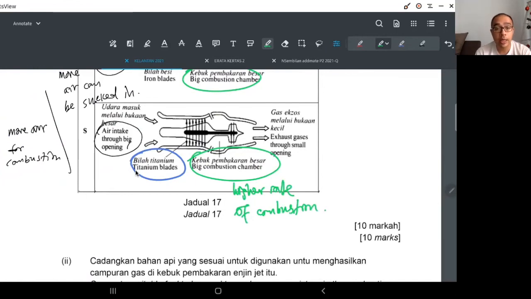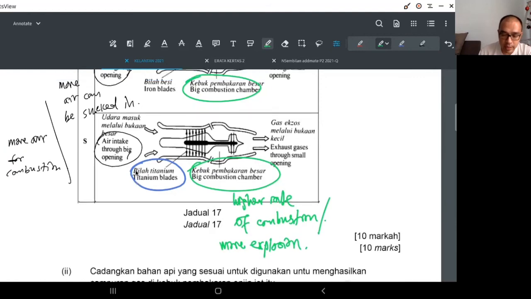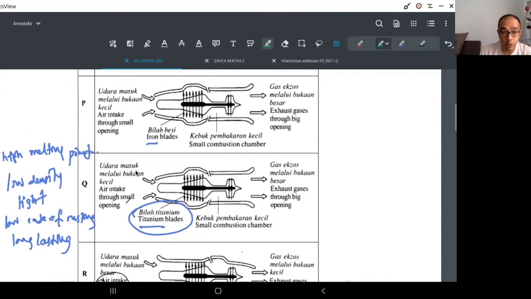Or you can say, let me see, what are the other one? Oh, okay, more combustion or more explosion, because basically jet engine works on the basis of the explosion lah. Okay, more explosion, because when there is more explosion, you get a bigger momentum. That's what we want. Okay, finally, exhaust gas, small opening or big opening.